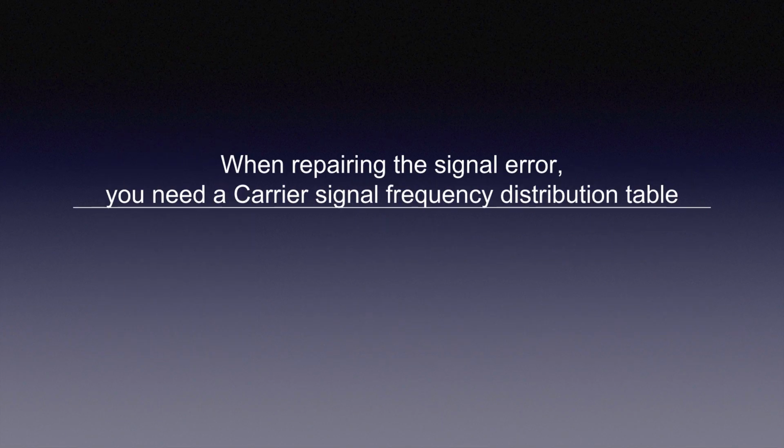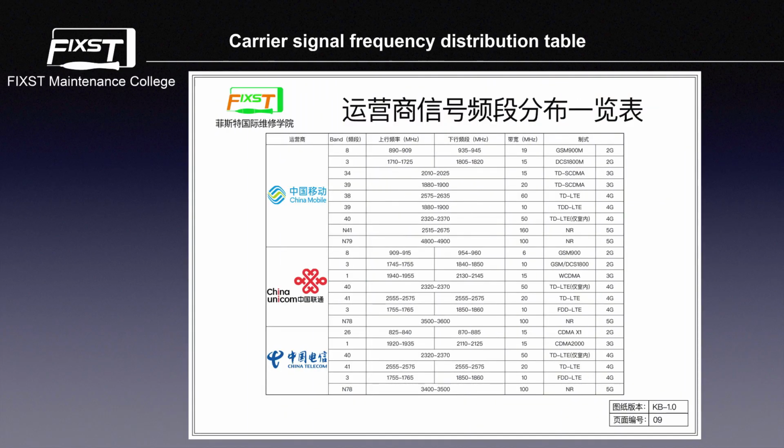When repairing the signal error, you need a carrier signal frequency distribution table. Now, here is the China carrier signal frequency distribution table. But this is just for reference. Different countries have different carriers, and different carriers have different signal frequencies. So, when you repair the signal error, please follow the carrier signal frequency of your country.